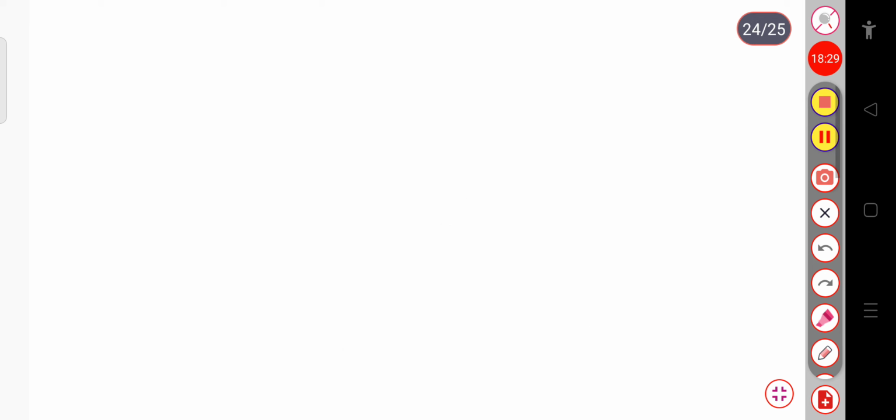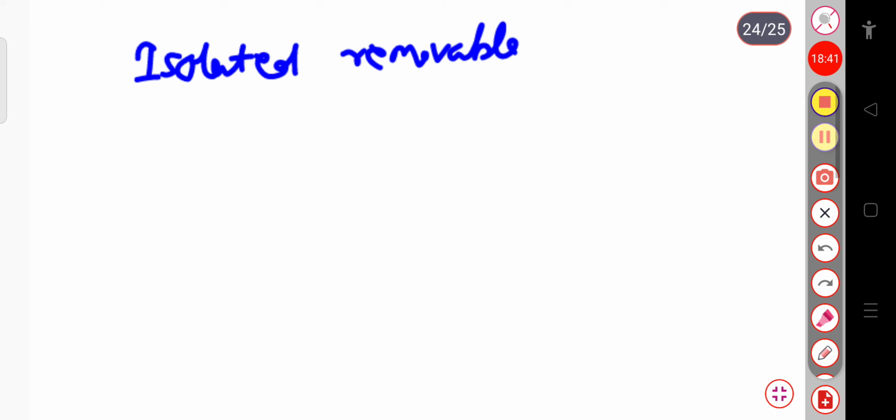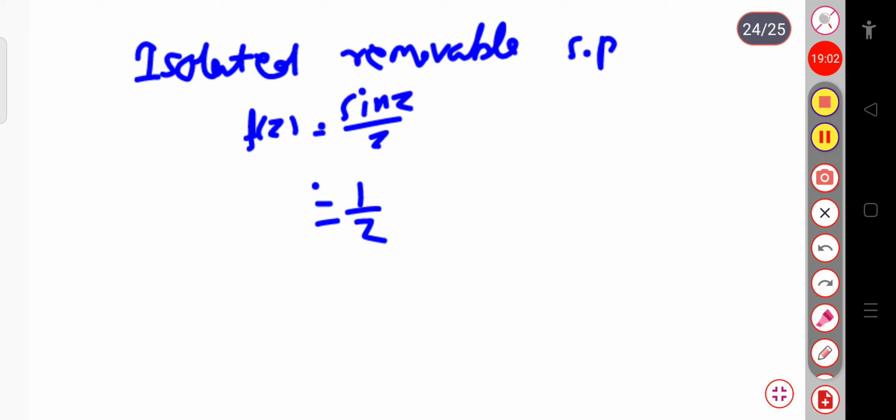Now another type of singular point is the isolated removable singular point. In this case, for example, consider the function f of z equal to sin z divided by z. If I put the value z equal to 0, this is in the 0 by 0 form, so this is undefined. If I split this, it is 1 by z times sin z, and sin z written as a series is z minus z cube by 3 factorial plus z power 5 divided by 5 factorial and so on.